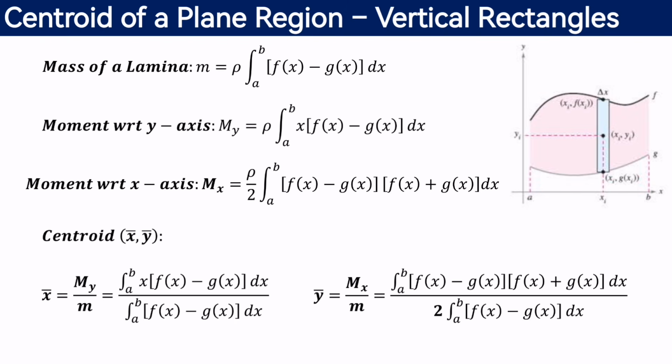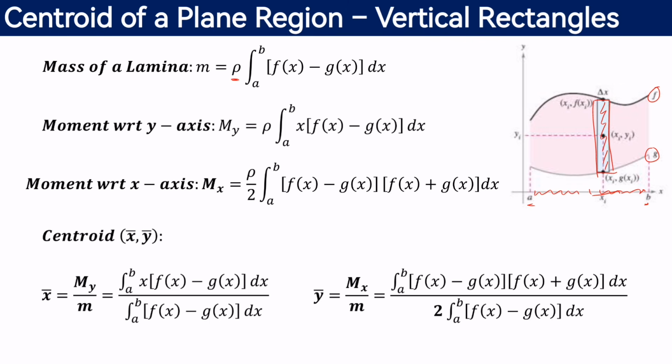answering our examples. So there are two ways in finding the centroid of the plane region. First is using vertical rectangles. So if we use vertical rectangles, like in this case, the integration will be in terms of x, right? And the mass is just density times the area of the region. So this is density times the area between two curves. We already know that that is integral of the upper function minus the lower function from a to b.